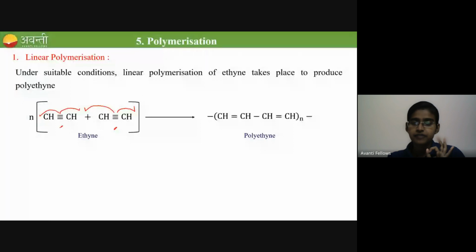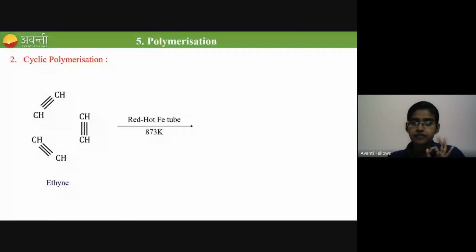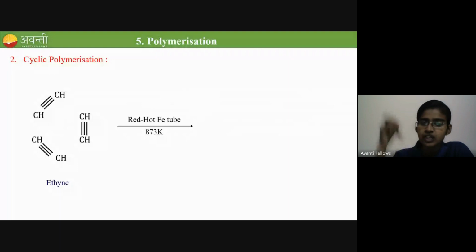Got it? Now coming to the cyclic polymerization, for that, we have to take 3 moles of alkyne. So here, 3 moles of ethyne I have taken. Okay. Now this ethyne is put into the iron tube. It's put into the red hot iron tube. And it is heated up to 873 Kelvin, which is a very, very high temperature.